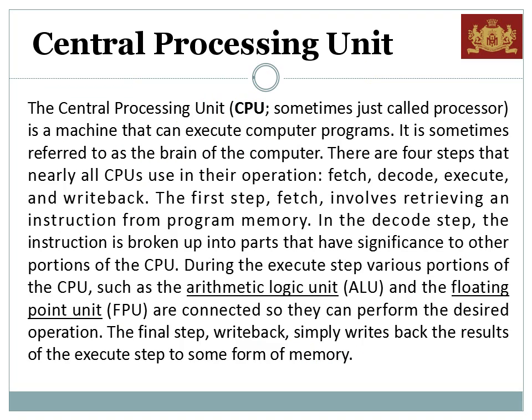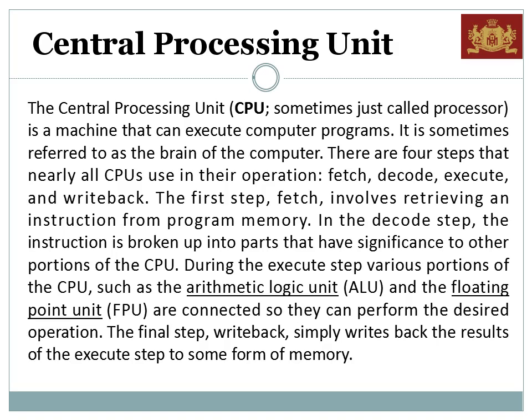The central processing unit, CPU, sometimes just called processor, is a machine that can execute computer programs. It is sometimes referred to as the brain of the computer. There are 4 steps that nearly all CPUs use in their operation: fetch, decode, execute, and write back. The first step, fetch, involves retrieving an instruction from program memory. In the decode step, the instruction is broken up into parts that have significance to other portions of the CPU.